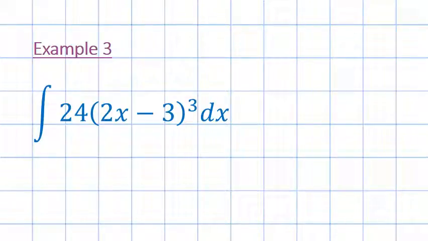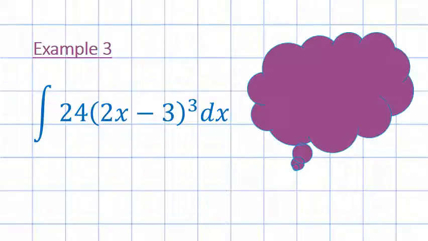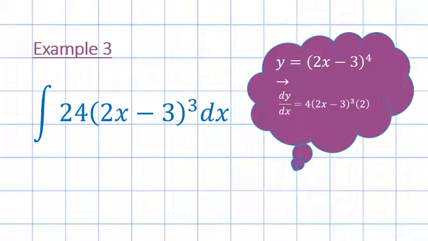Example 3. Let's integrate 24 bracket 2x minus 3 all cubed dx. Let's just start off with the bracket. That's a really good starting place when you have these sorts of questions. So we must have started off with 2x minus 3 all to the power of 4. Remember that we raised the power. Let's differentiate that and see what we would get. We'd bring down the 4. That would give us 4 bracket 2x minus 3 cubed. And then we'd have to multiply it all by 2.